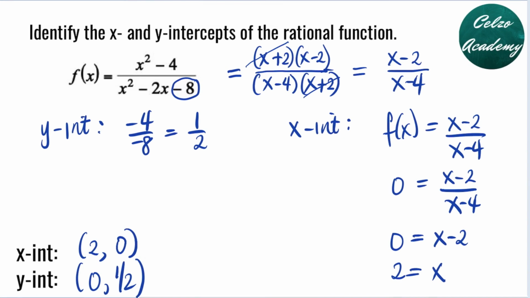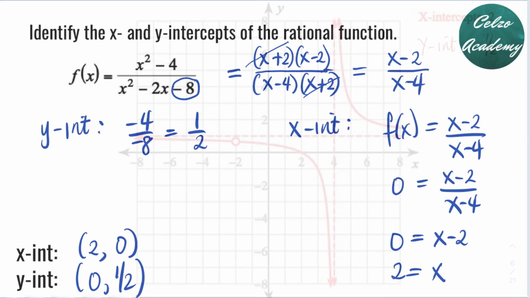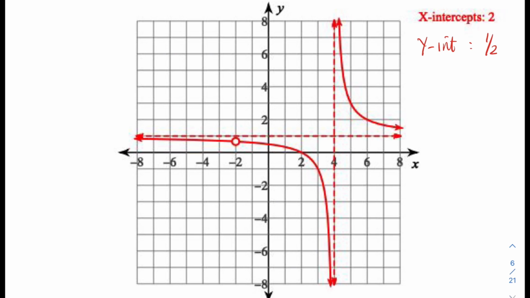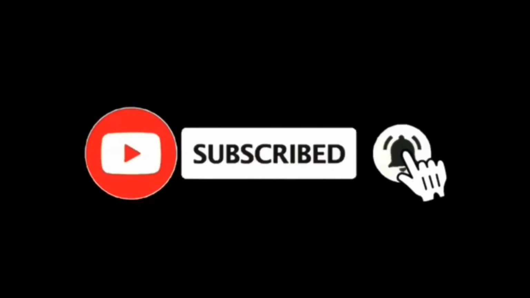And the shortcut for the x-intercept is simply setting the numerator x minus 2 equal to 0. So the x-intercept of this rational function is at 2 or 2, 0. And the y-intercept is at 1/2 or 0, 1/2.